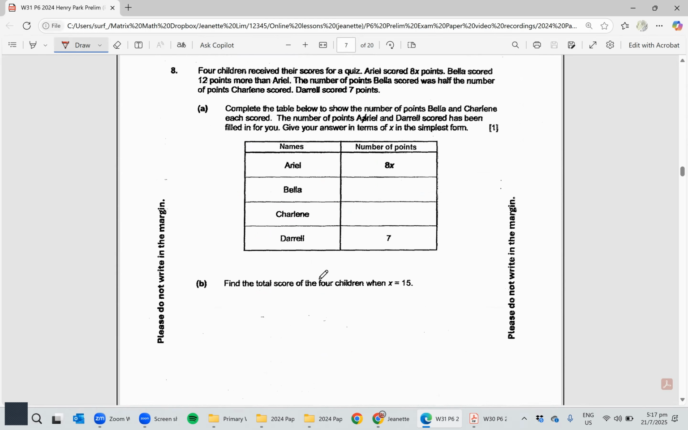Question 8. 4 children received their scores for a quiz. Ariel scored 8x. Bella scored 12 more than Ariel, so it's 8x plus 12.